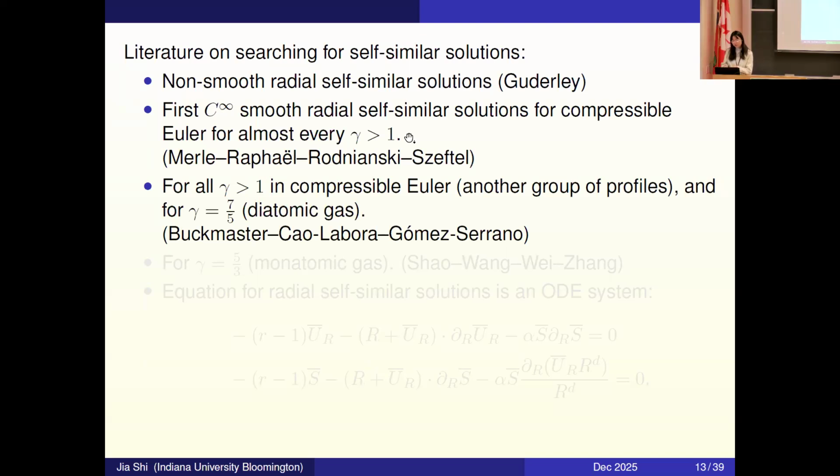And specifically for gamma equal to 7/5, the diatomic gas case, they find the same group of profiles as in the Merle, Raphaël, Rodnianski and Szeftel case, and show that there exist C infinity smooth self-similar solutions.